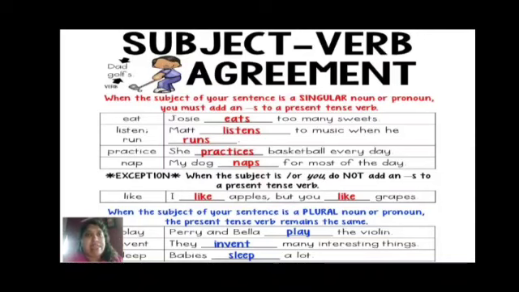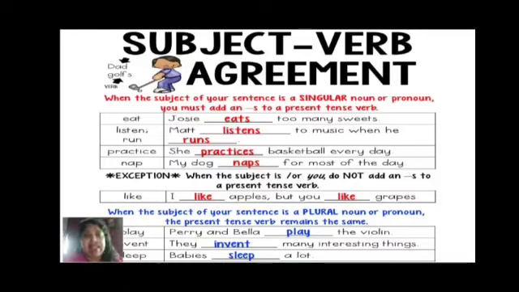For example, eat. Josie eats too many sweets. Listen. Matt listens to music when he runs. Practice. She practices basketball every day. Nap. My dog naps for most of the day.